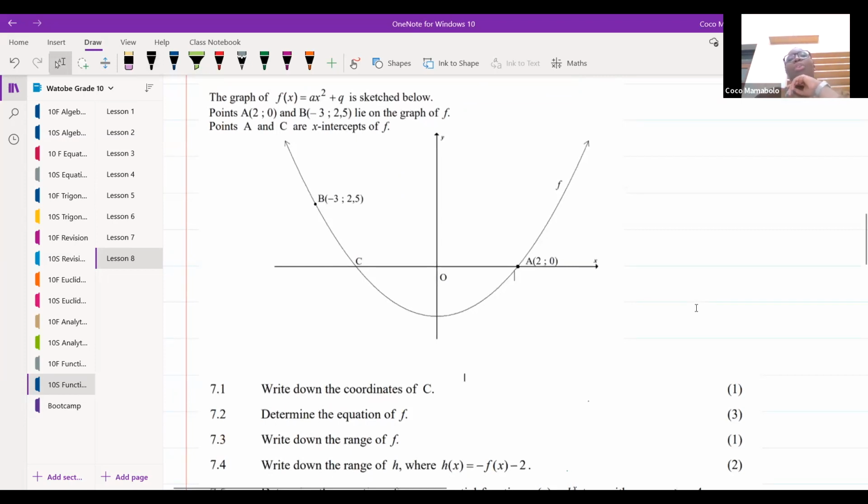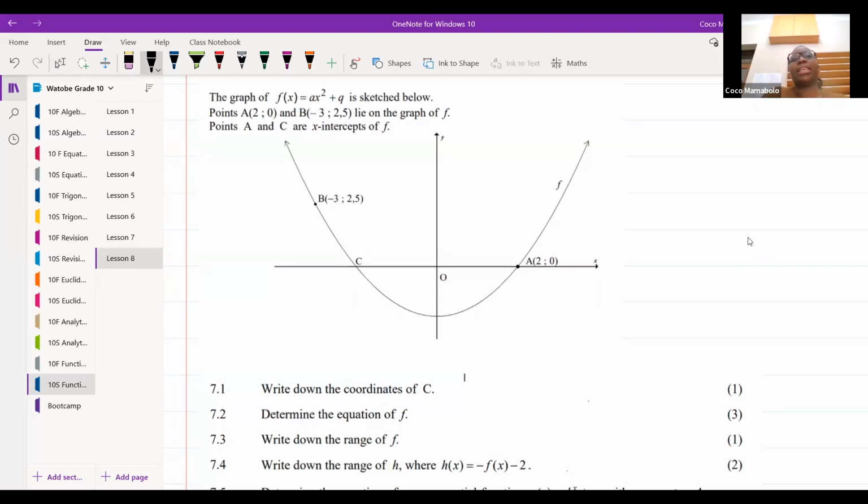All right, they say write down the coordinates of C. Do we know the coordinates of C, guys? What would the coordinates of C be here? Anybody? Somebody? Remember, if it's ax squared plus q, this is going to be a symmetrical graph about the y-axis. That's it, Asbonge. Well done. Good. Ooh, not the x.